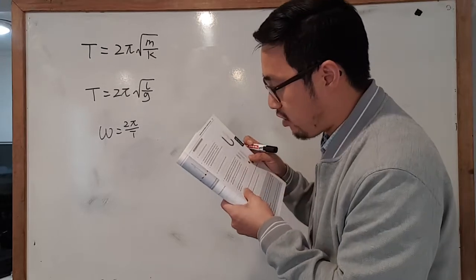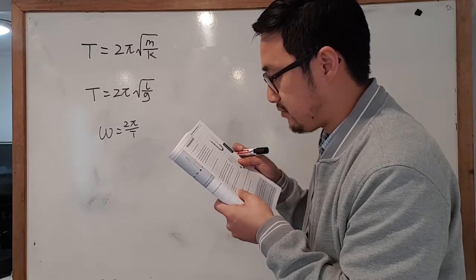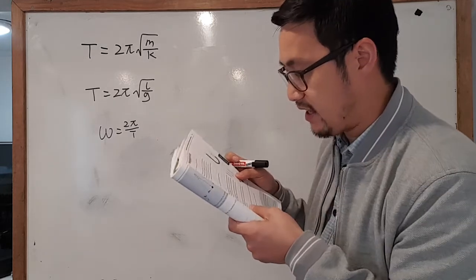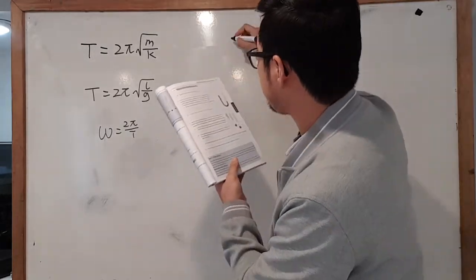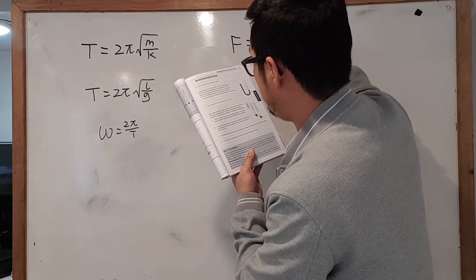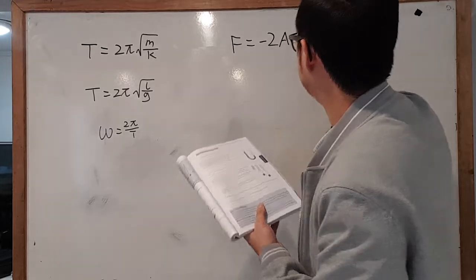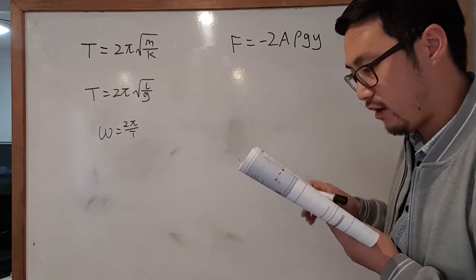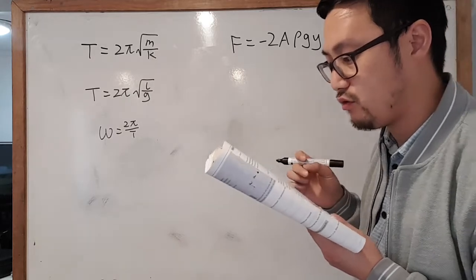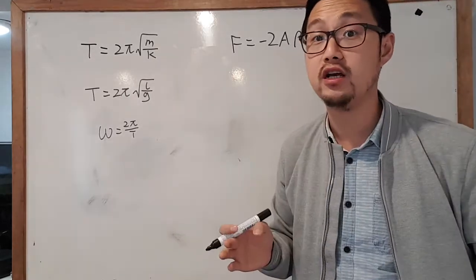It says that a column of liquid with a mass can oscillate in a U shape. They talk about a lot of these things, and then what they did is they give you this: F equals negative 2A rho g y, where A is the cross-section area. Explain how this shows that the motion of the liquid is simple harmonic motion.